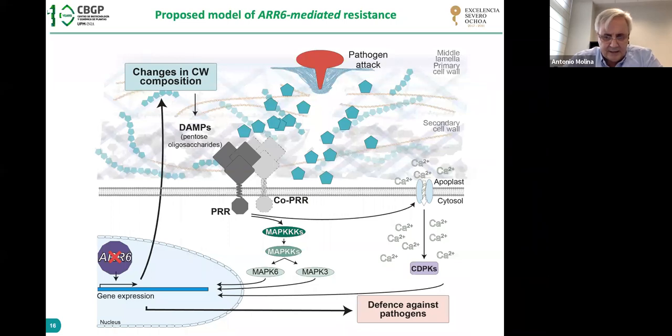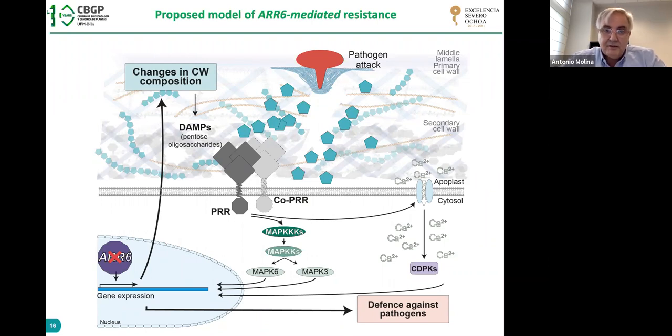And I guess this is a very good example of how, starting from the characterization of one gene that is involved in the regulation of the cytokinin pathway, we reached the point of identifying a cell wall fraction that shows enhanced capacity to trigger immune response in plants.